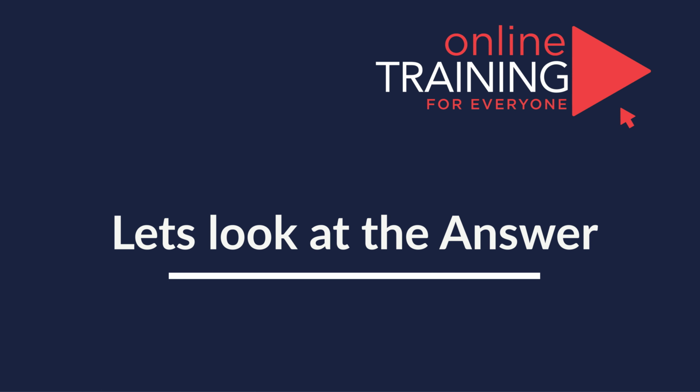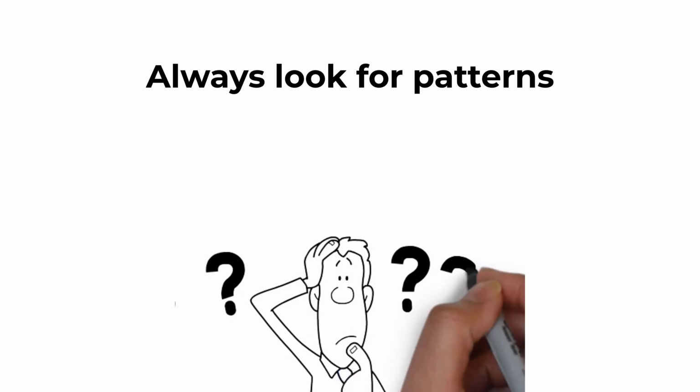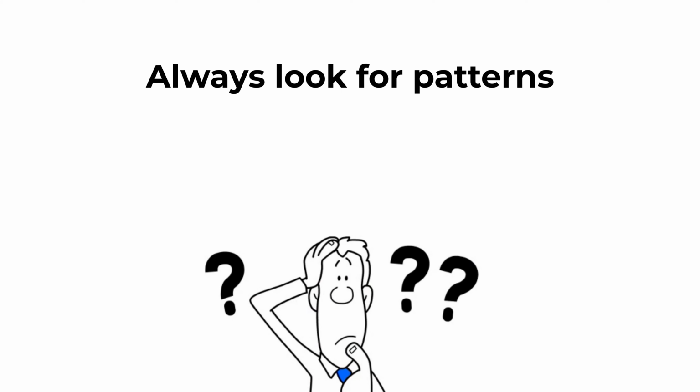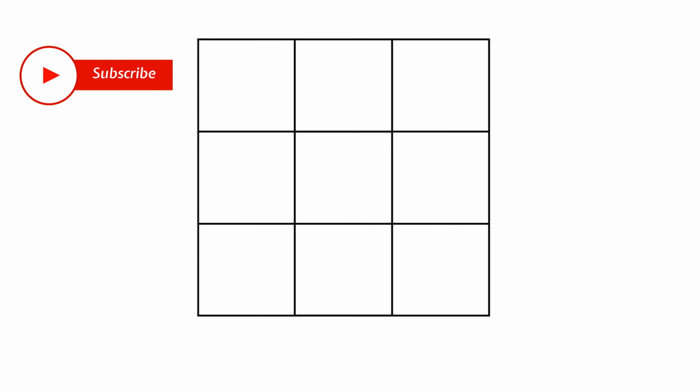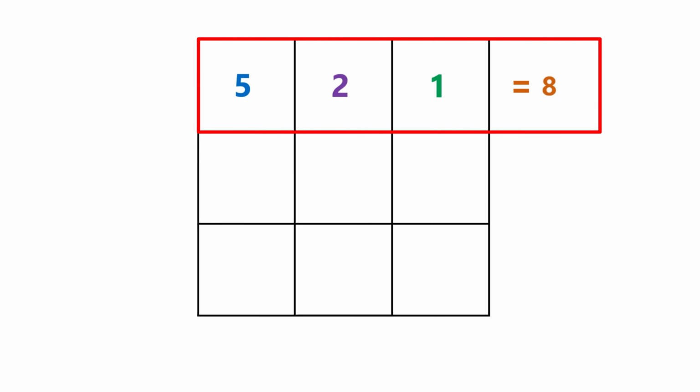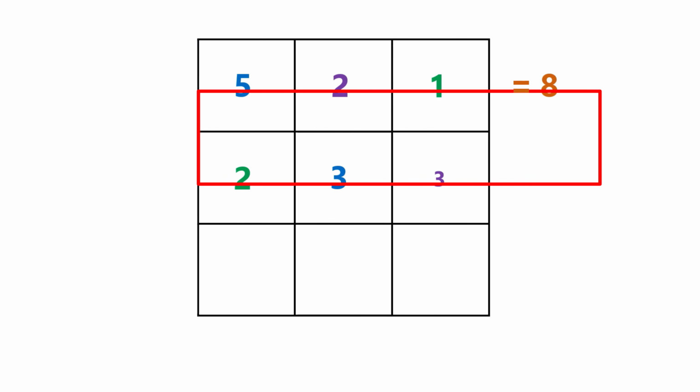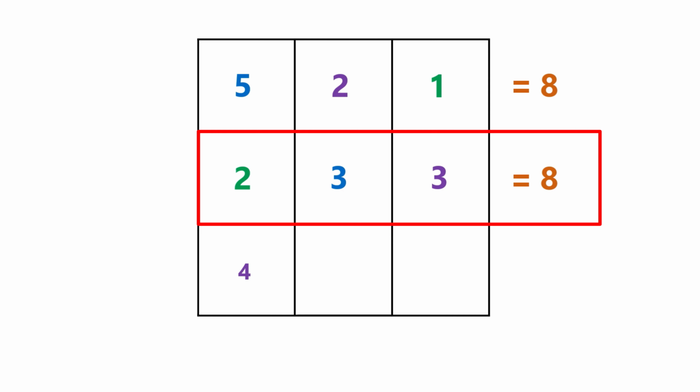As usual, my advice to you, always look for patterns. In this particular case, we need to look at the patterns inside the rows and then inside the columns. Let's look at the first two rows to see if we can get a pattern. The sum of 5 plus 2 plus 1 equals 8. The sum of 2 plus 3 plus 3 also equals 8. So there might be a pattern.